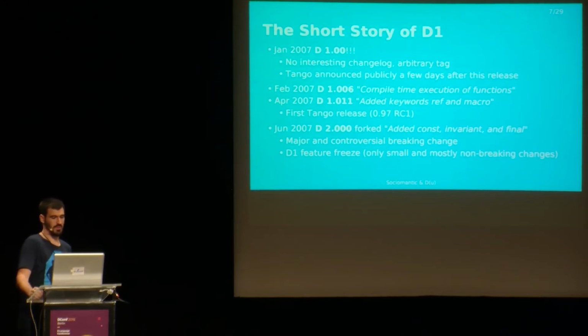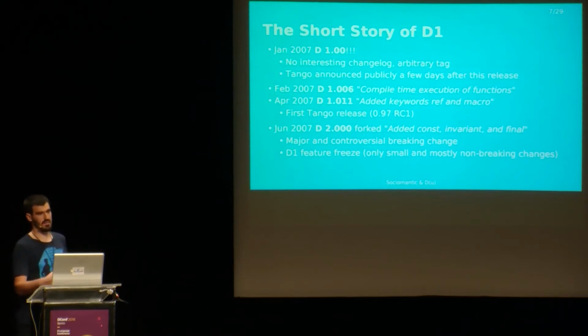Okay, by June 2007, we finally get a fork of D. So D2 gets born. Basically, what was added was the const system, const, invariant and final. Well, final was already a keyword, but the use of final. And this was kind of a major controversial change. That's why it was forked also in D2, because a lot of people weren't convinced about this const system.